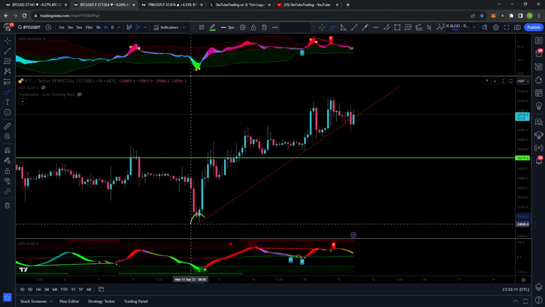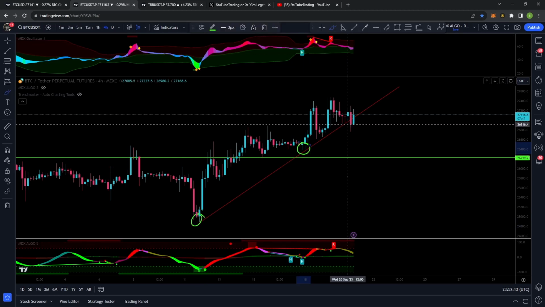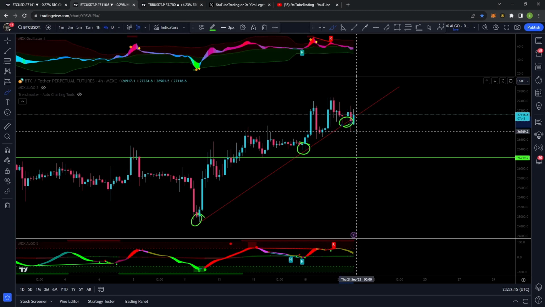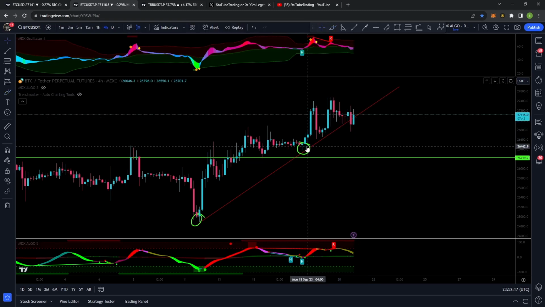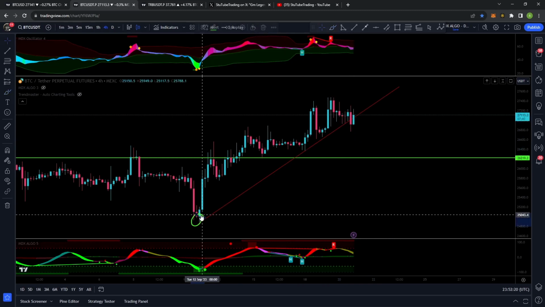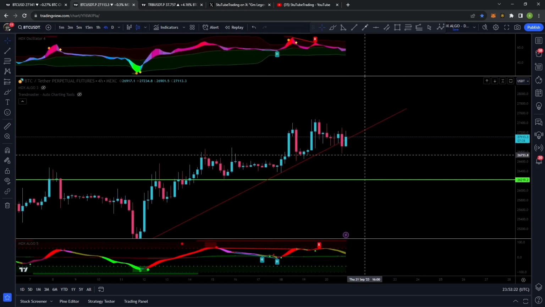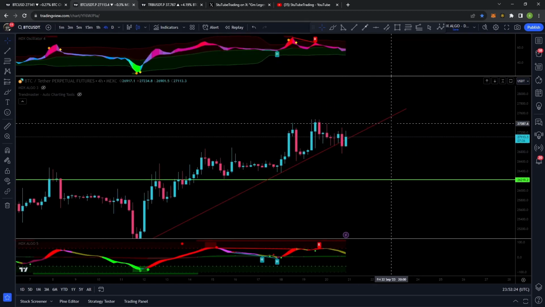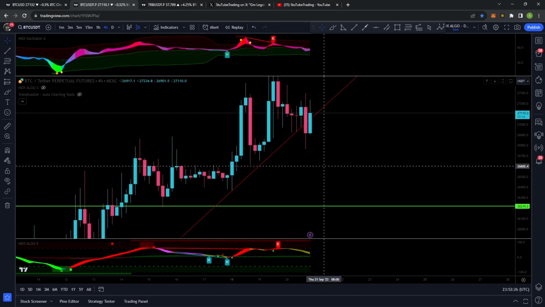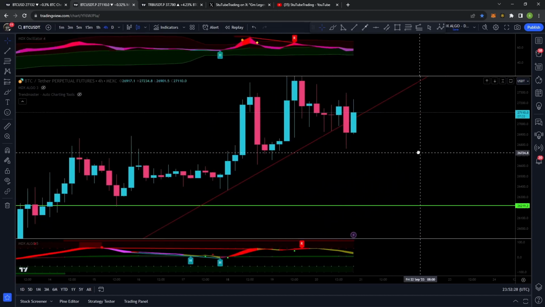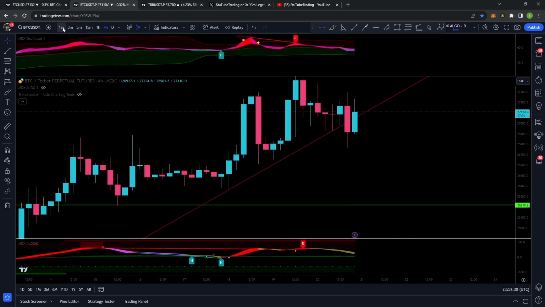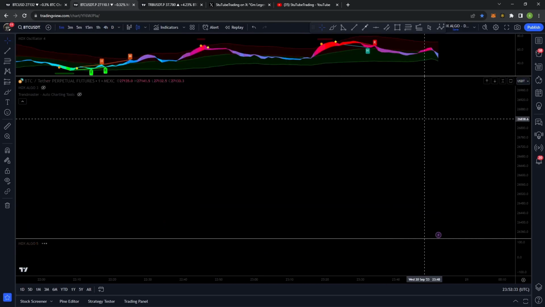We have 1, 2, 3 touch points, then a close below, but we're not really seeing a harsh rejection yet. This 4-hour candle is about to close. If it can close above this red line, maybe we'll just see it retested on a shorter time frame. What are we looking at?